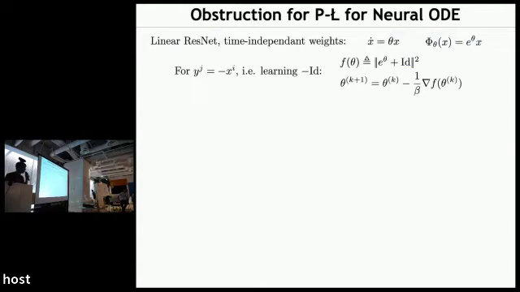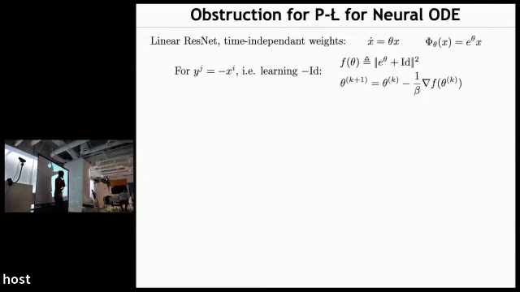Why is it a problem for the problem we want to study? So why is PL too strong? It's too strong, and you can really see this even on a very simple case, the case where there is no nonlinearity, so the network is linear, and at each layer you use the same weight. Okay, so it's the simplest neural network ever. You just apply the same matrix over and over, which means you want to control this ODE.